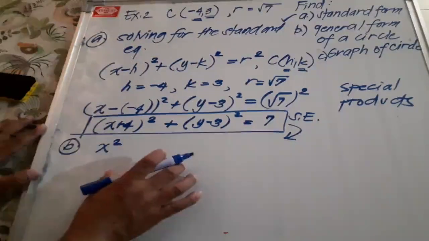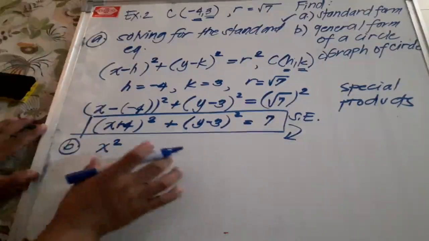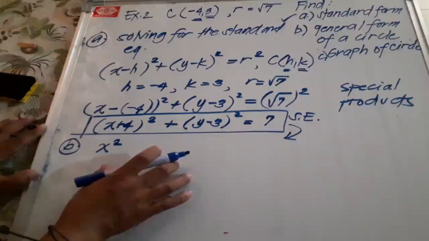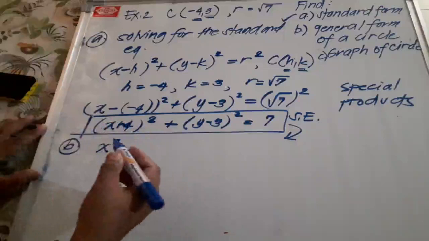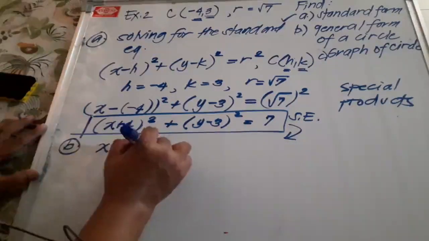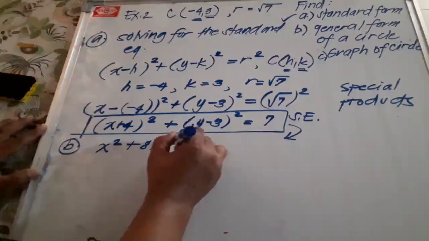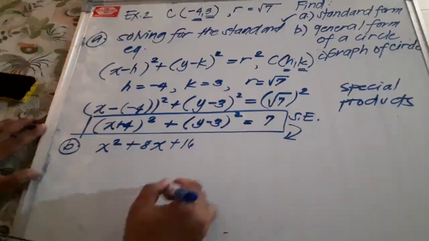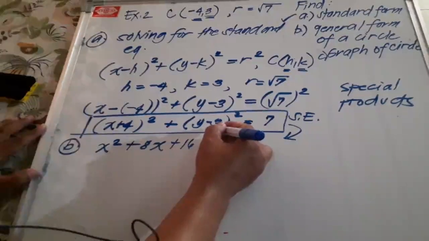And then for the middle term, kasi pag in-expand to trinomial, for the middle term, that will be the product of these two terms times 2. So that will be 4 times x times 2 is 8x. And then square of the second term, that will be 4 squared, 16. Plus square of the sum of difference of two terms.